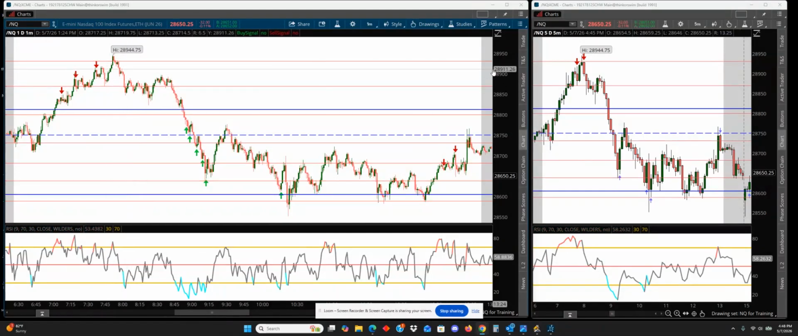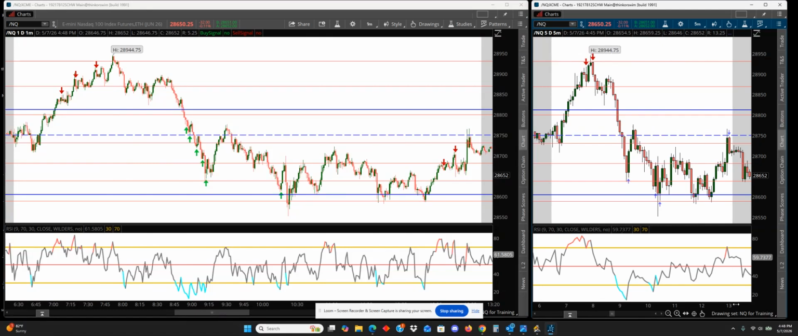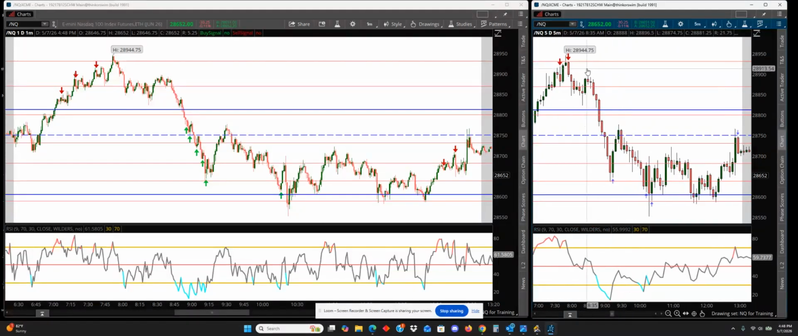On the 5 minute, the sell would have been below this bar right there. So it was about 28,918. Below that level, we could have sold it, and that was the top of the day. We could have ridden it all the way down. Usually what I do is get in with a few contracts, take some profit on the smaller ticks, then keep the others riding.